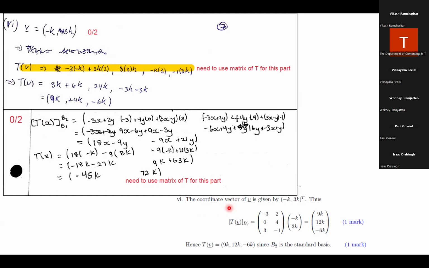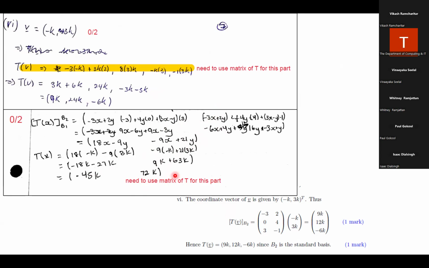So this question specifically asks to solve it using a specific way. You needed to use some matrix from the previous part. These two students didn't use that. They used another method, which would give you the correct answer if they did it correctly, but they didn't.